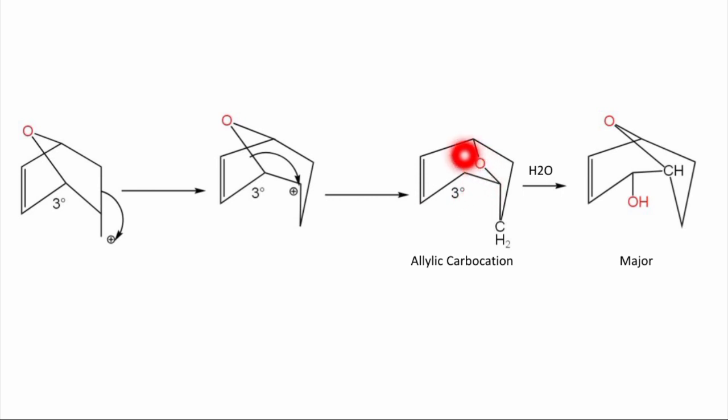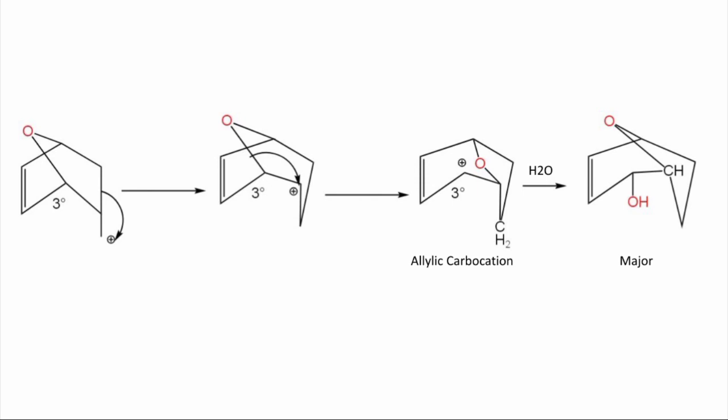So how is this more stable? It is in conjugation with this pi bond or double bond, and because of that it gets more stability. This is an allylic carbocation and it is more stable compared to the secondary carbocation, and after addition of water it gives us another major product. So I hope you understand this rearrangement.